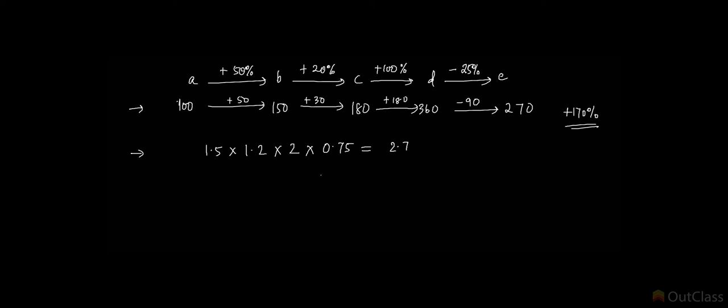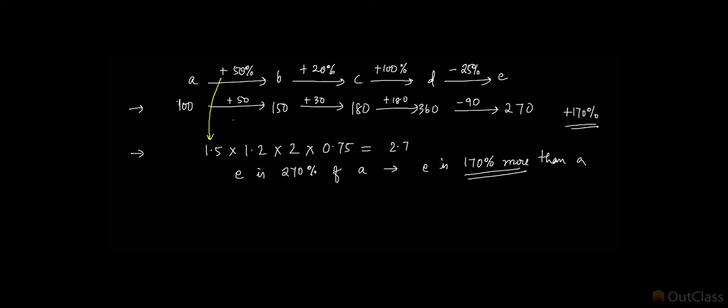Now that means E is 270% of A, which implies E is 170% more than A. This is what is being asked, and that is the answer, 170% more. Now this is convenient in CAT because you have a calculator, and if you're weak on your calculations, you can just throw these numbers directly into a calculator. You're basically doing +1 on every number.